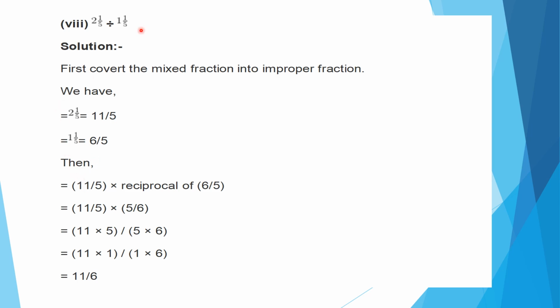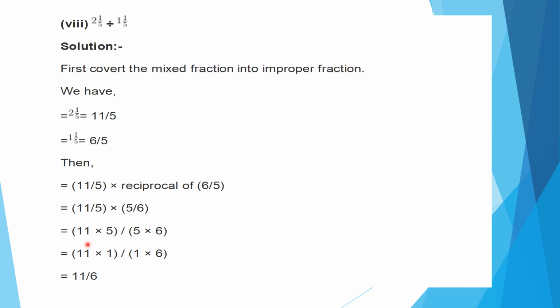Then what we have to do, first let us write down the improper fraction of 2 1 by 5, that is 11 by 5, and convert this division symbol into multiplication symbol, that is into. Then the reciprocal of 1 1 by 5. 1 1 by 5 we cannot write. We have to write the improper fraction of that. Which one is that? 6 by 5. So 11 by 5 into reciprocal of 6 by 5 is 5 by 6.